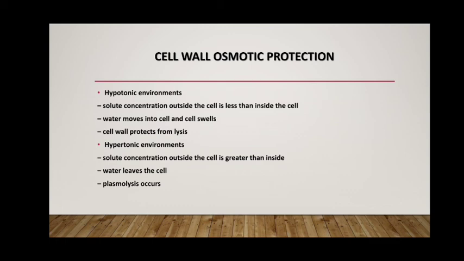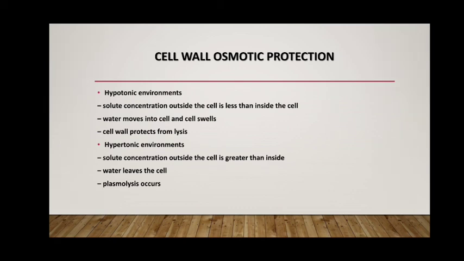For example, when the cell is in a hypotonic solution, one in which the solute concentration is less than that of the cytoplasm, water moves into the cell, causing it to swell. Without the cell wall, the pressure on the plasma membrane would become so great that it would disrupt it and the cell would burst, a process called lysis. Conversely, in hypertonic solutions water flows out and the cytoplasm shrivels up, a process called plasmolysis.